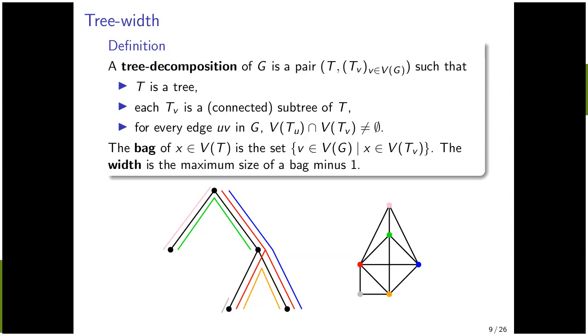Okay, so now with this definition, the bag of a node X in the tree is the set of vertices whose corresponding subtree contains X. Okay, and the width is just the maximum size of a bag minus 1. Okay, so here is just an example of a bag. So the bag of this vertex is just this set of vertices in the graph. Okay.